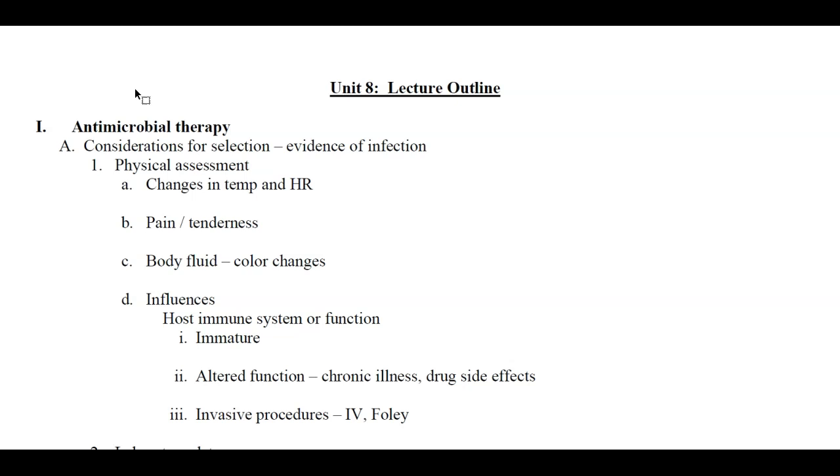At times, there are alterations in function. So our body's immune response sometimes is not the same, in the presence of chronic illness and drug side effects. Examples of those: when it comes to chronic illness, diabetes will put a patient at risk for getting an infection. Side effects will include the side effects of corticosteroids, right? Because it will increase the patient's susceptibility to getting an infection. Sometimes invasive procedures such as presence of an IV or Foley catheter, as well as endotracheal tubes, tracheostomy, and surgery. Those are the things that can increase the risk for infection.